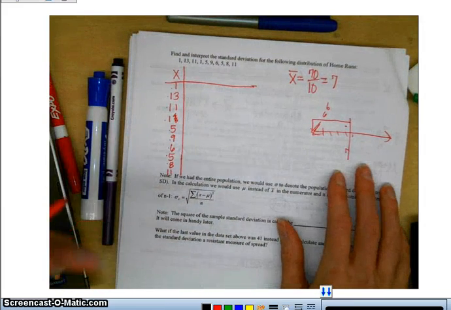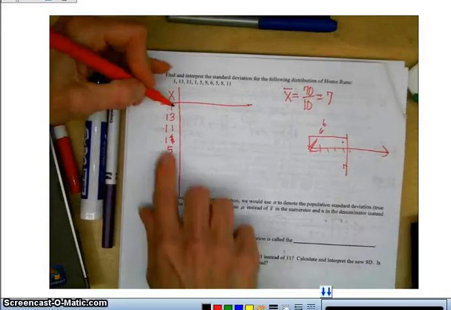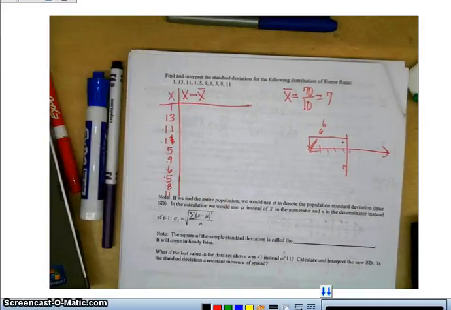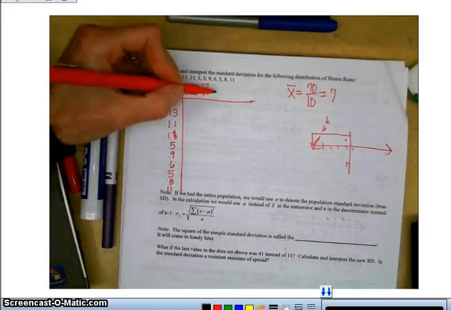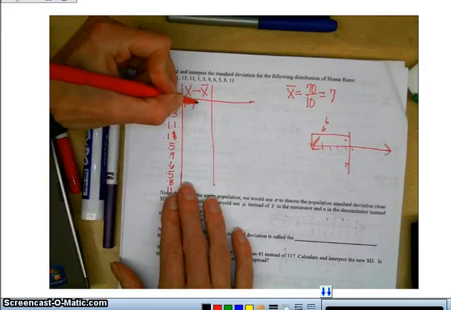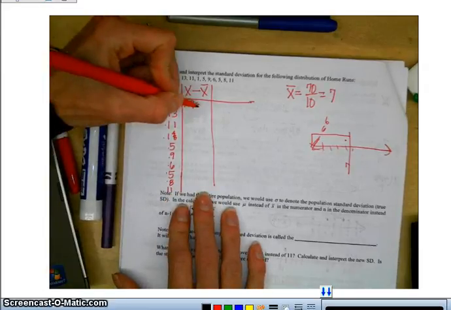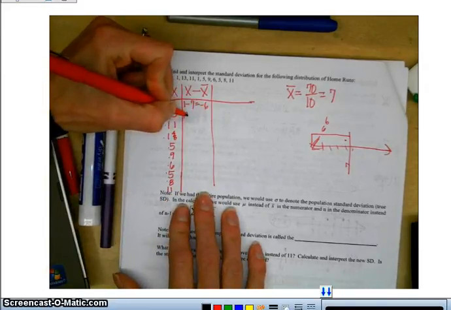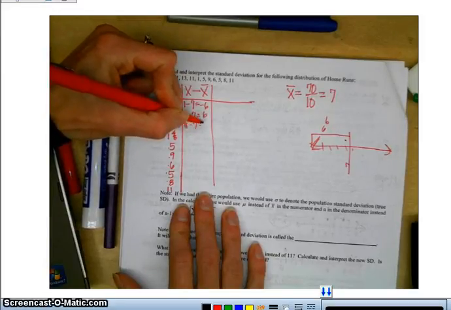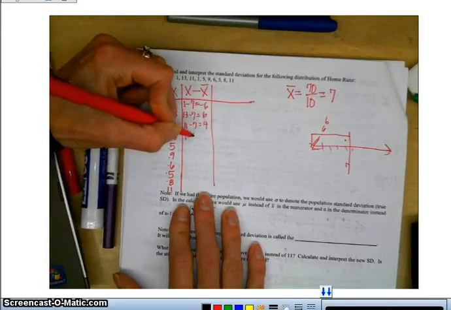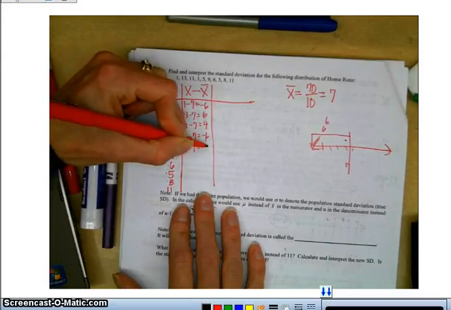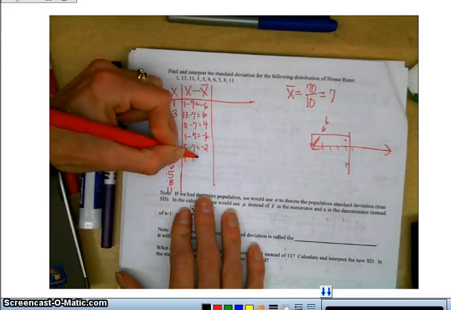It's a simple subtraction. All I'm doing is taking each observation, each x, and subtracting the mean from it. So in the next column, I'm going to take every observation minus the mean. So 1 minus the mean of 7 is negative 6. 13 minus 7 is 6. 11 minus 7 is 4. 1 minus 7 is negative 6 again. 5 minus 7 is negative 2. 9 minus 7 is 2.